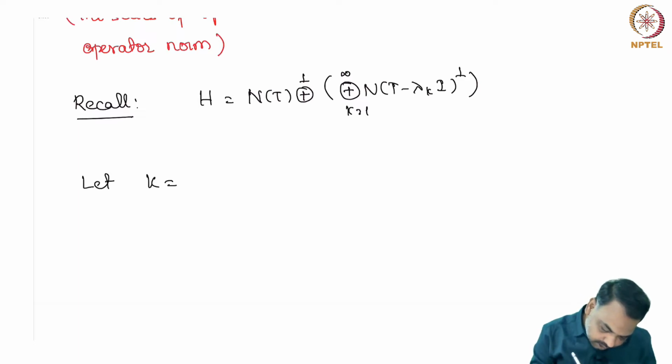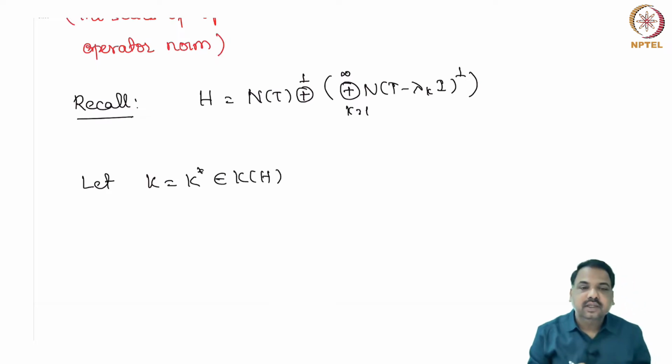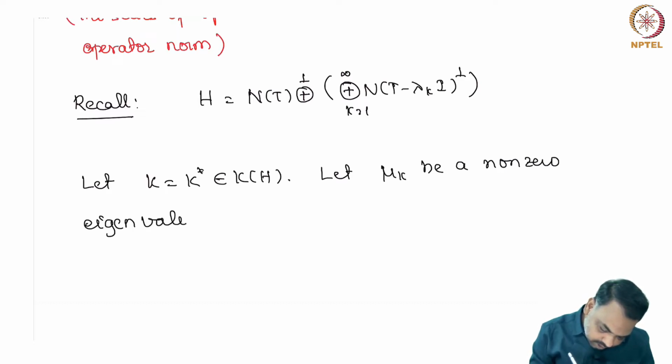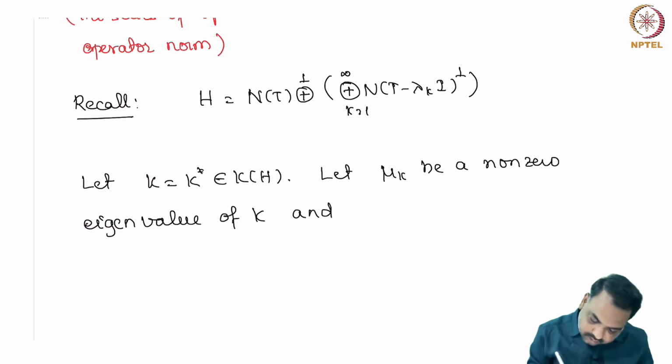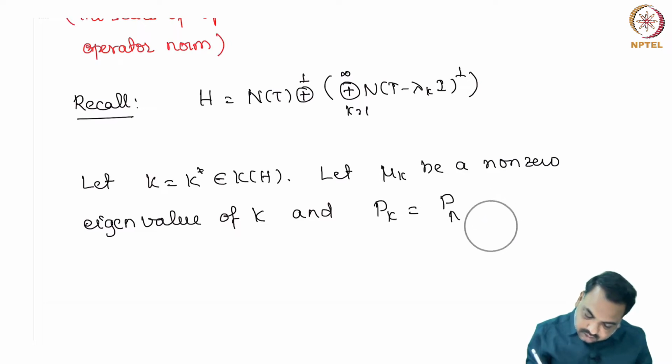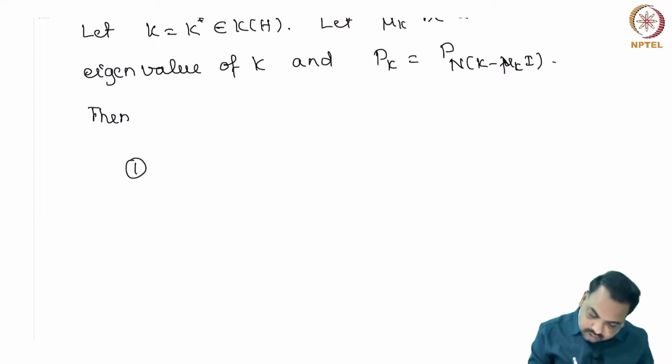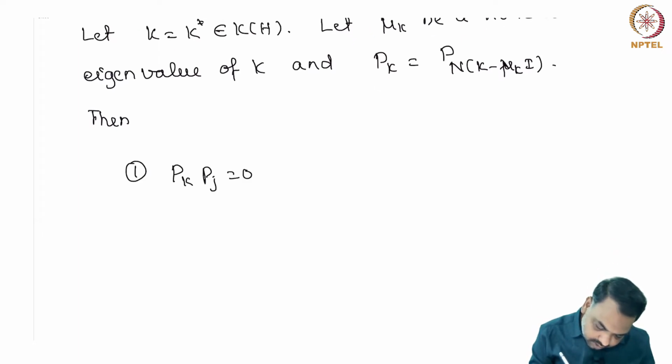Let K equal to K star be a compact self-adjoint operator. Let mu k be a non-zero eigenvalue of K, and let us write Pk as the orthogonal projection onto the null space of K minus mu k I. Then we can conclude that Pk Pj is 0, equal to Pj Pk, for every j not equal to k.